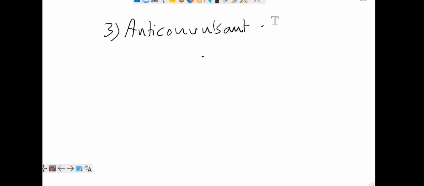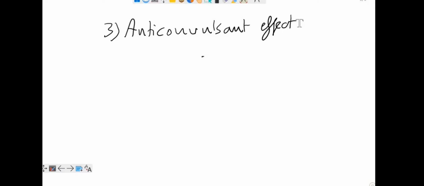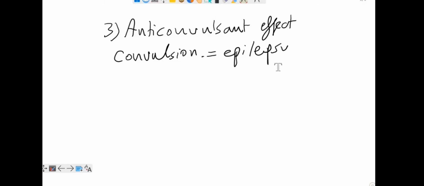A third action, they have an anticonvulsant effect. Anticonvulsant, that means they can prevent convulsion, which is known in humans as epilepsy. Epilepsy, yep, that they have very important place in the treatment of certain types of epilepsy.